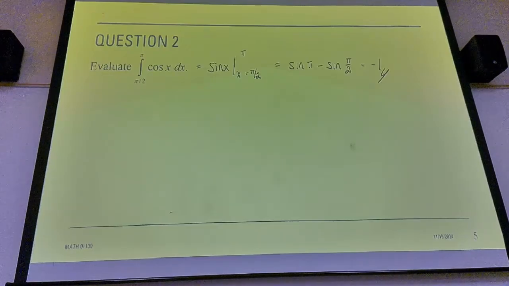What type of area? Must be signed area. So it's the signed area between the x-axis, the function, and those two vertical lines, pi over 2 and pi. So the area is 1 square unit below the x-axis. That's the geometric interpretation. There's also a physical interpretation, which is net change. Whereas derivative is rate of change, integral is net change or total.